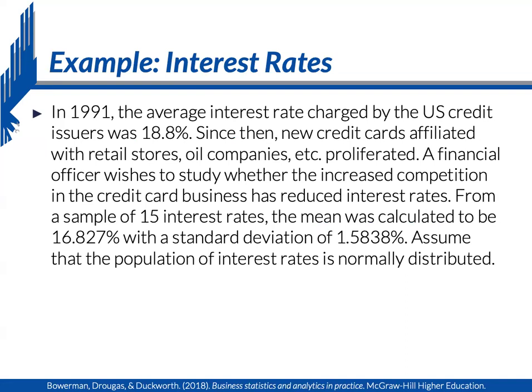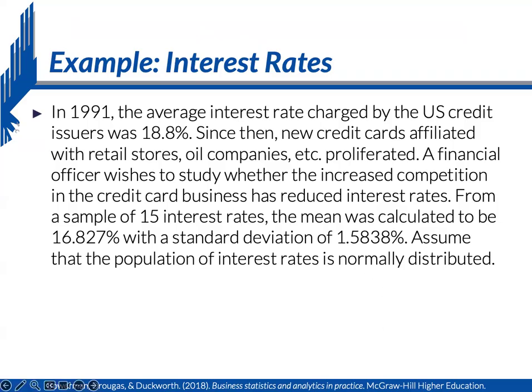From a sample of 15 interest rates, the mean was calculated to be 16.827% with a standard deviation of 1.5838%. Assume that the population of interest rates is normally distributed.